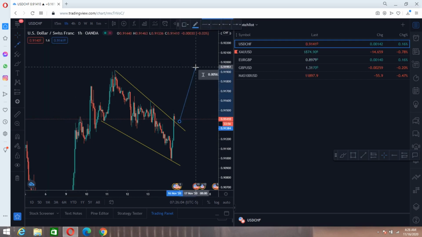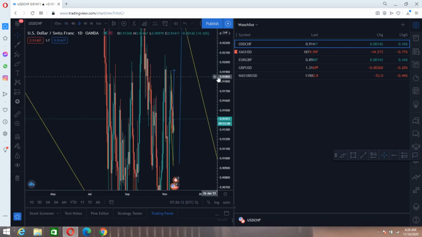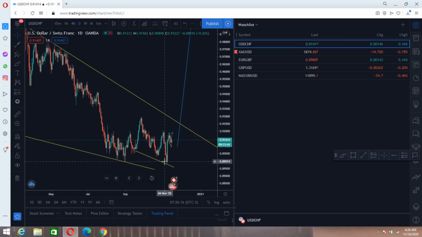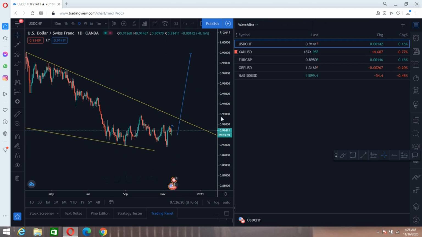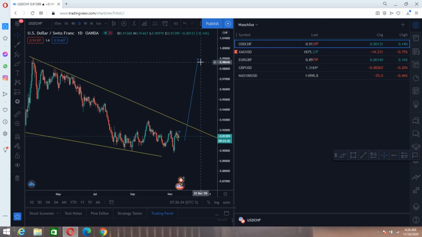Here will be our first target. So you see it's not much, but we know that the momentum we want is to the upside. As you can see, this is the bigger move we're looking for on USD-CHF.